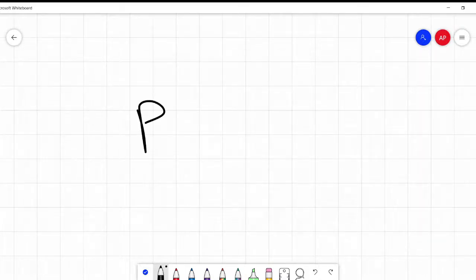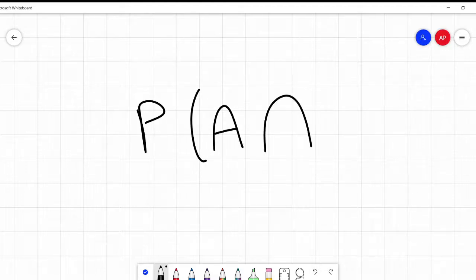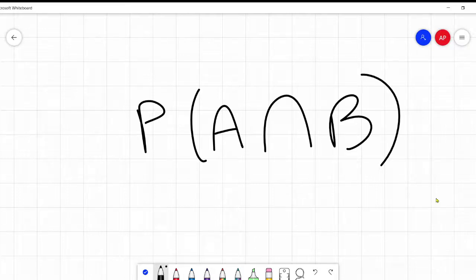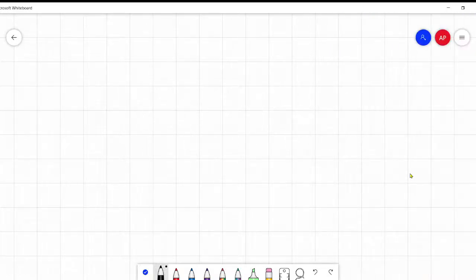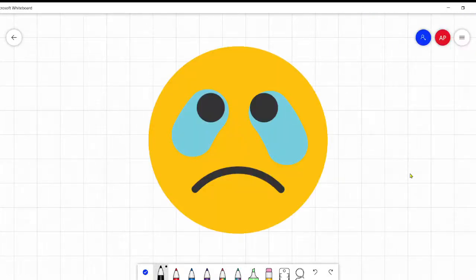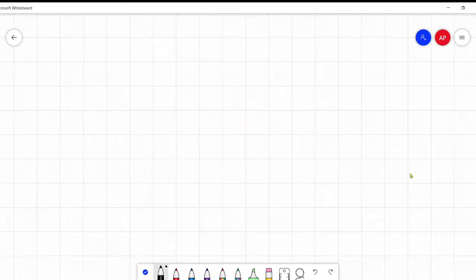Looks something like this. The probability of the intersection of A and B. Okay. So, yeah, that's the notation, but don't let that scare you. It's really not a complicated one, this one. Okay, first we're going to start with probability of a single event. Just one thing, just one.